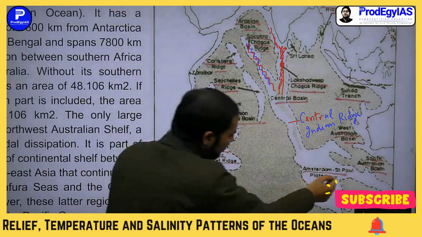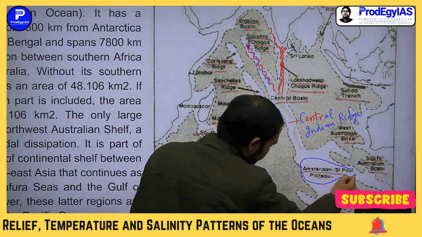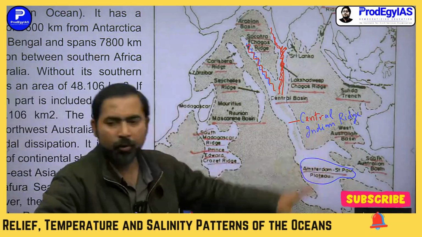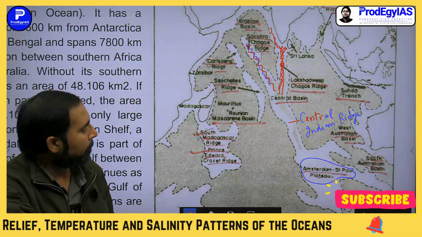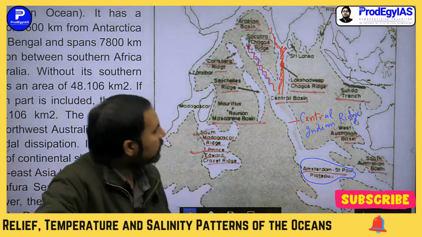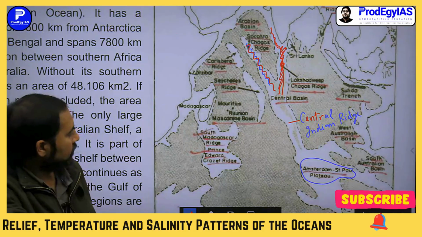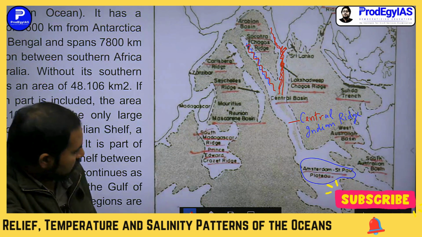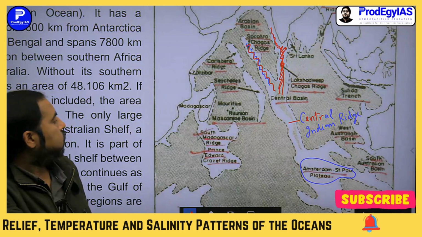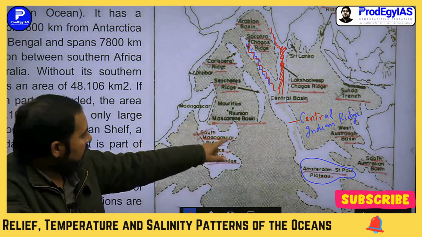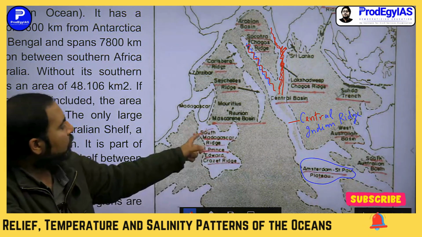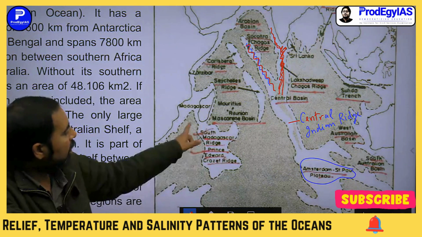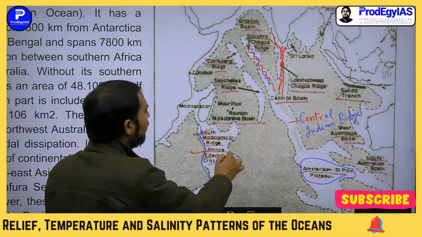And you can see here there is a plateau also. As I told you, there are plateau parts in these ridge systems. This is known as the Amsterdam-St. Paul Plateau. Here, this is also a small ridge system, the South Madagascar Ridge, and its southern part is called the Prince Edward Ridge. This is also a ridge system.